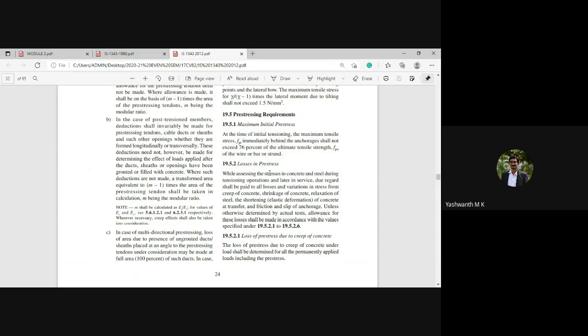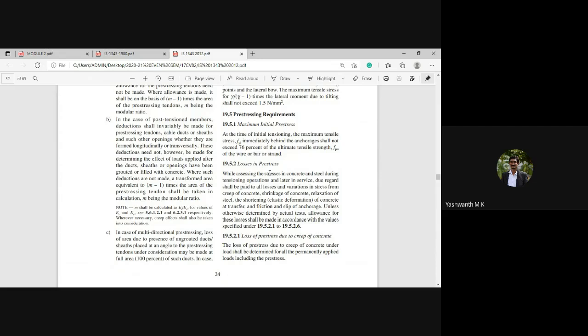We know from the last session that in pre-tensioning we have different types of loss of pre-stress, and in post-tensioning we have different types of losses. You know the loss due to elastic deformation, shrinkage, creep, and relaxation. So these four losses will be there in pre-tension and post-tension. Apart from these four losses, you will come across two more losses in the case of post-tensioning, that is loss due to friction and loss due to anchorage slip. All these things have been discussed in detail.